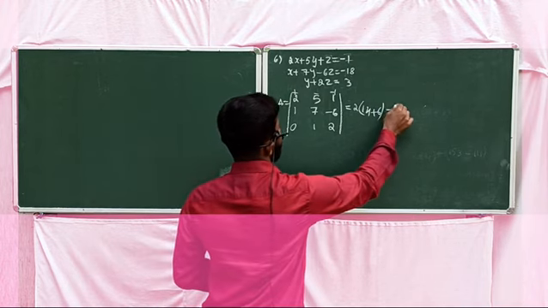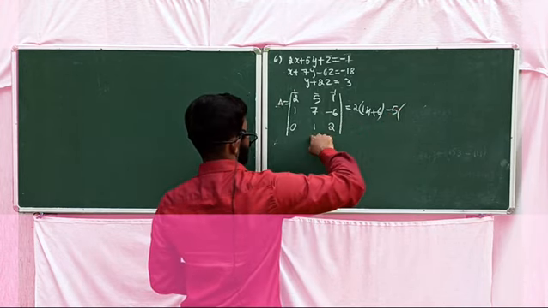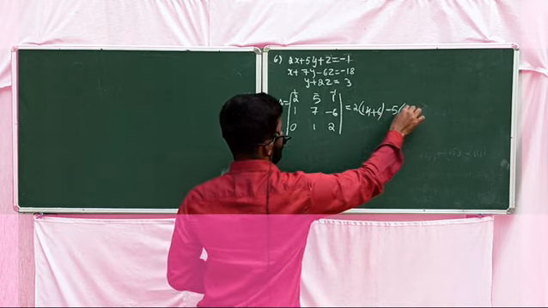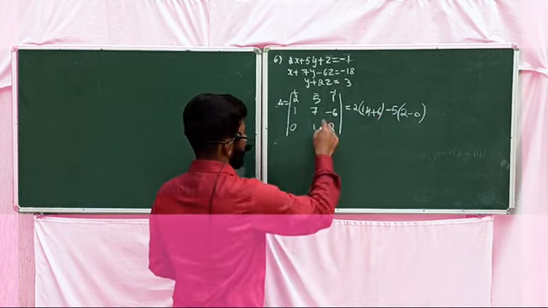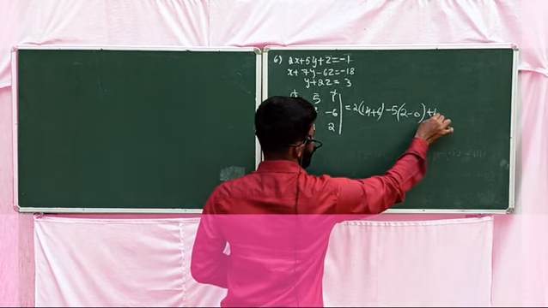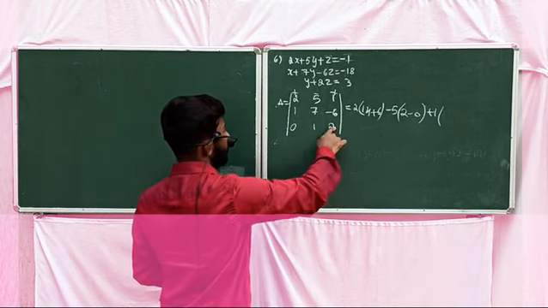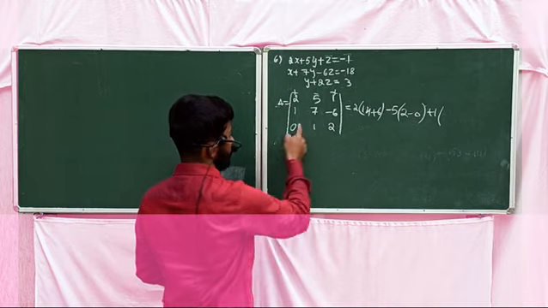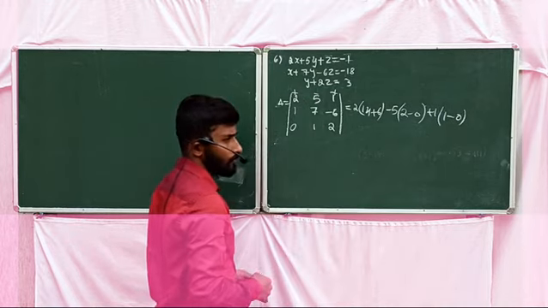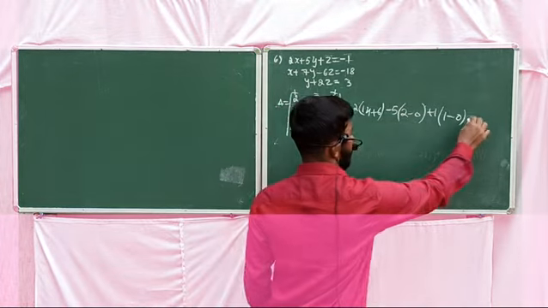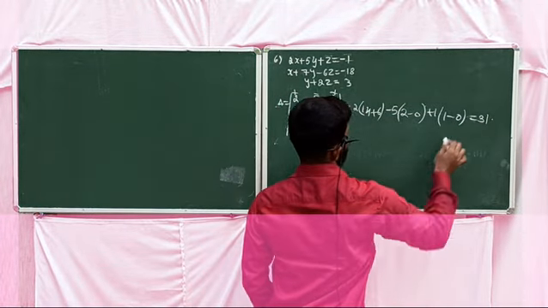Then minus 5 into, delete the second column and the first row, 2, 0 into minus 6 is equal to 0. Then plus 1 into, delete the third column and the first row, it's equal to 1, minus 7 into 0 is equal to 0. Simplify, equal to 31. Okay.